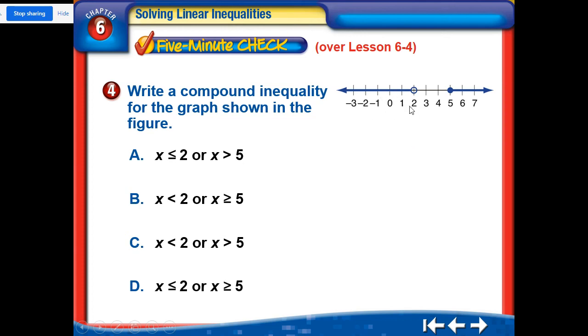So what are we doing here? What is this first section that's filled in? It's less than 2. So we want x less than 2. We don't want less than or equal to. It's an open circle. So this one's not right and D is not right. And now going over here, we're greater than or equal to 5. So greater than or equal to 5 is this one. So we're looking at B as an answer.